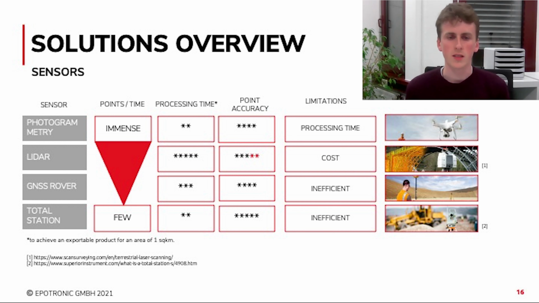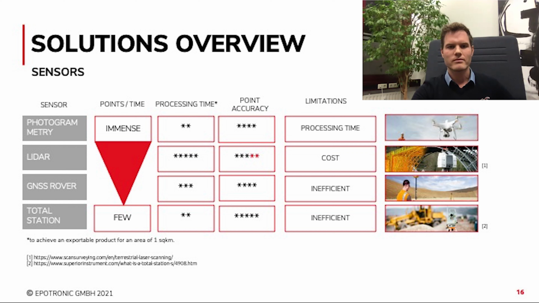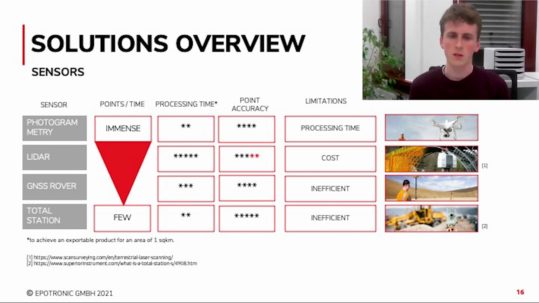And then looking at processing time, this is the processing time to get an exportable product. You can see that photogrammetry has quite a long processing time, kind of similar to total stations, which also require a lot of post-processing, the CAD drawing and so on. And that's similar with the GNSS rover, where the points themselves will need to be edited. With LiDAR, you get the point cloud straight away, so it's very quick to get your exportable product.